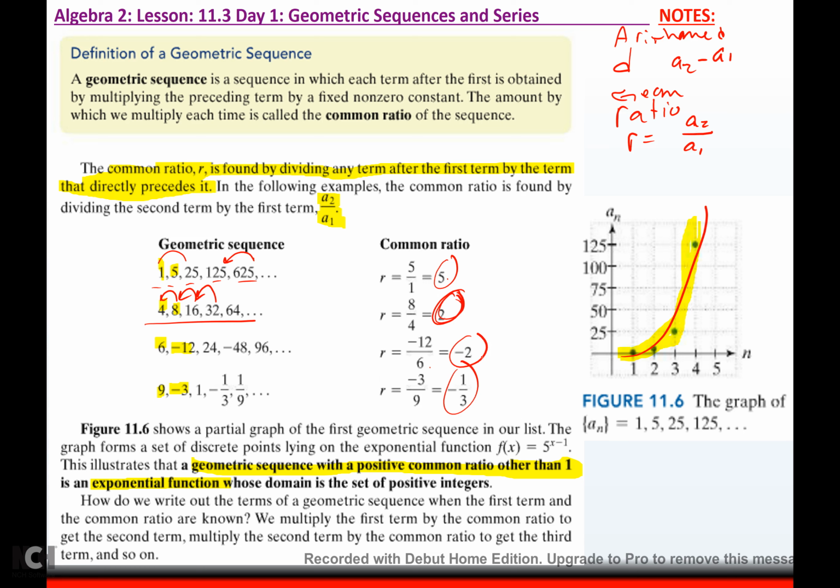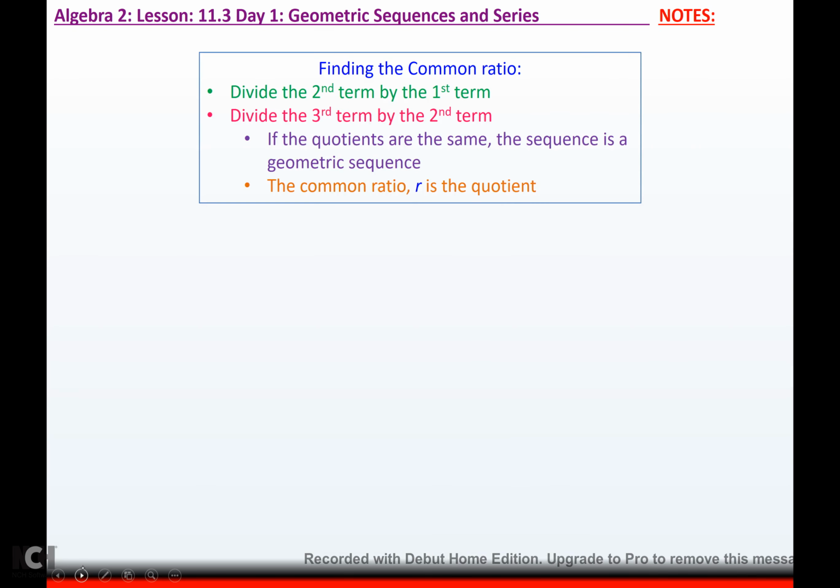Again, if you plotted the points, the first term is 1, the second term is 5, the third term is 25, the fourth term is 125, the fifth term is 625. When you graph them, it looks like an exponential function, whereas when we graph the arithmetic ones, it looked like a line. So to find the common ratio, it's very simple. You divide the second term by the first, the third term by the second. If the quotients are the same, it's geometric, and that quotient is your common ratio.